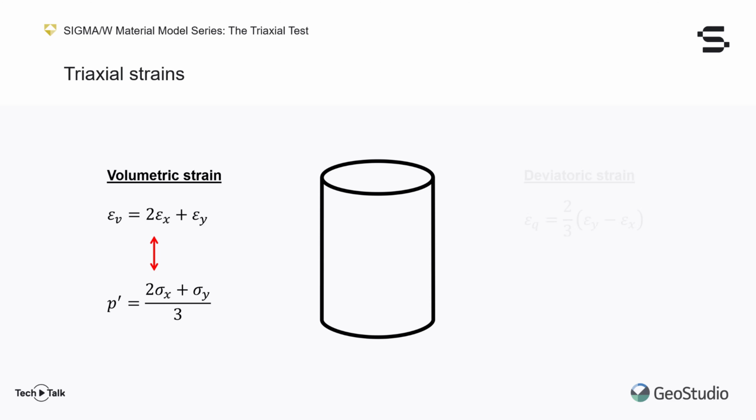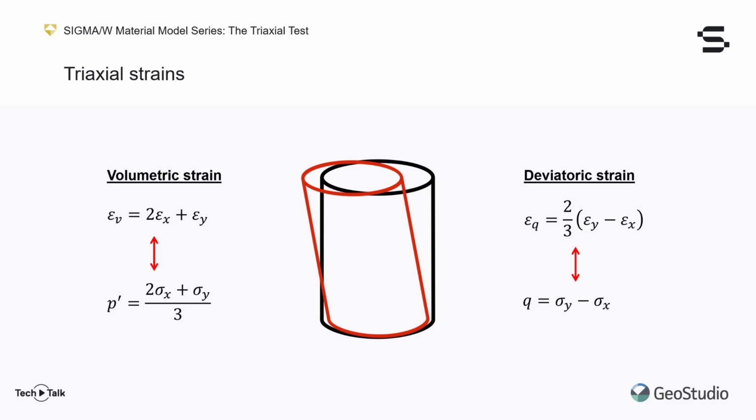The counterpart to the volumetric strain is the deviatoric strain. Similar to how the deviatoric stress is termed, the deviatoric strain is the difference between the vertical and the horizontal strain component. The deviatoric stress and strains are also work conjugates. A change in stress state where only the deviatoric stress varies will only produce deviatoric strains.